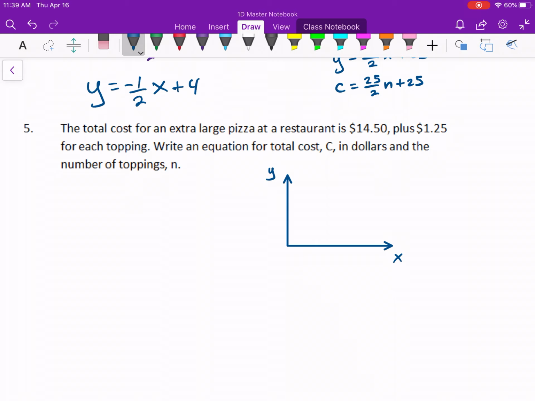In this case, though, we're using c and n. If you think about it for a second, the cost is going to depend upon how many toppings you have. So instead of putting x down here, I'm going to put an n down here because n is my independent variable. And instead of y, I'm going to have a c because the cost depends on the number of toppings. So it's going to be a graph something like that.